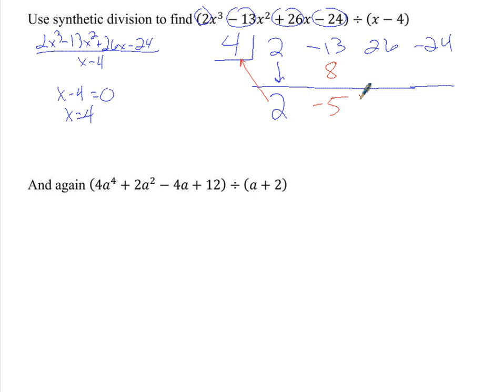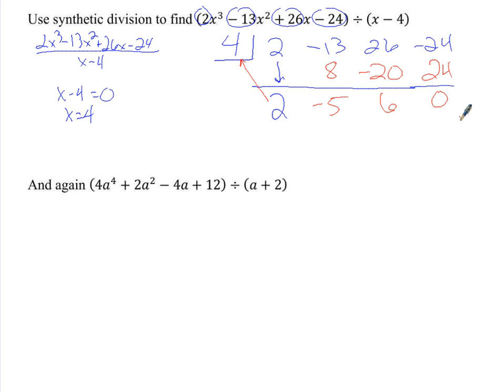And then I take the negative 5 and I multiply it times the 4. And that gives me negative 20. And then I write that down underneath the next coefficient. And then I add. 26 plus negative 20 is 6. And then I do the same thing. 6 times 4 is 24. I write that down right there, and then I add. And I get 0. This number right here would be my remainder.